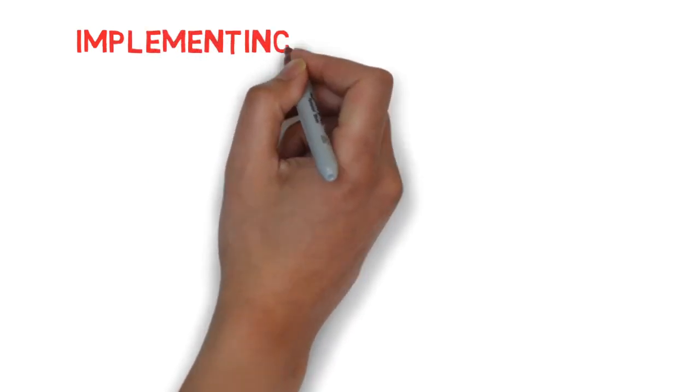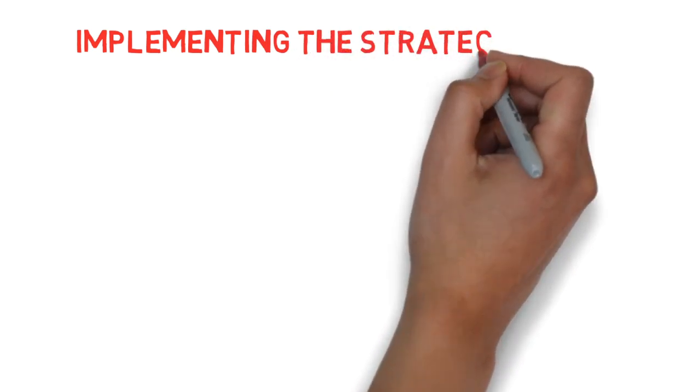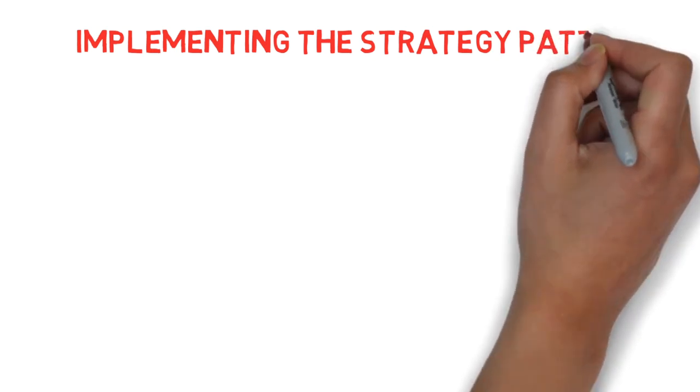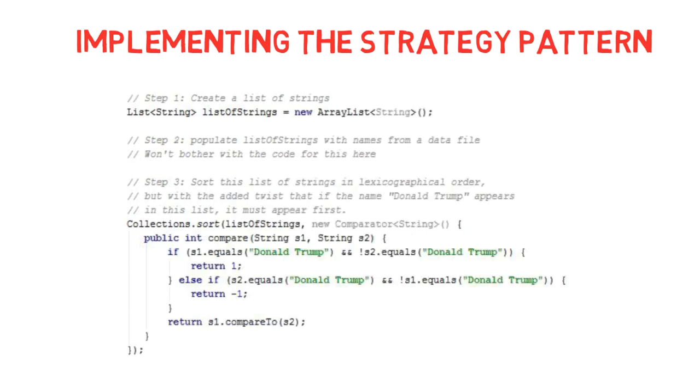Things are never very clear unless we see a real example. So let's see how we can implement the strategy pattern. You have code here on screen. Let's go through it step by step to see how the strategy pattern is implemented for sorting strings. Here we have a comparator which allows you to sort strings, always positioning Donald Trump first if that name is present in the list. Otherwise, the sort is simply lexicographic. So let's see all the bits and pieces which go into making the strategy pattern.